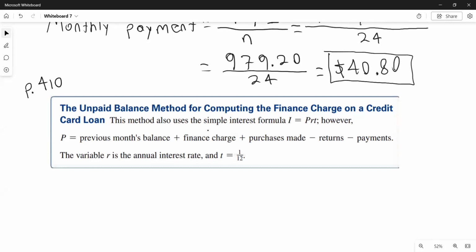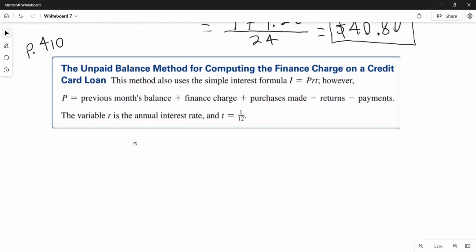Okay, so the finance charge is going to be PRT. P is the previous month's balance plus the finance charge plus the purchases made minus the returns minus the payment. The variable R is the annual interest rate, and T is 1/12, or the equivalent of 1 month. So the finance charge at the end is PRT.